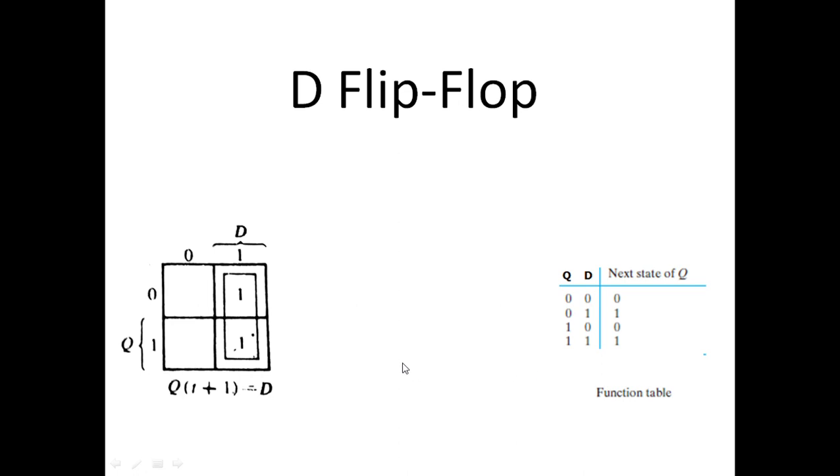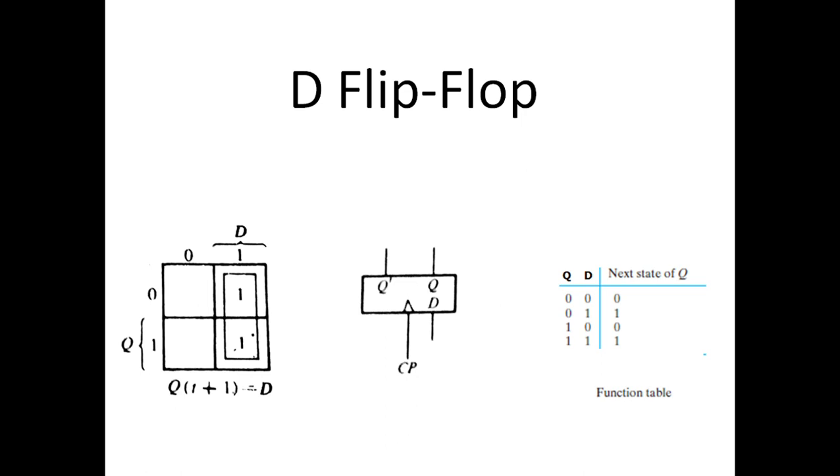So whatever you give at the D input, that becomes the state of the flip-flop. I repeat, Qt plus 1 says the next state is equal to the D input. So in the D flip-flop, whatever you give at the D input, that becomes the state of the flip-flop.